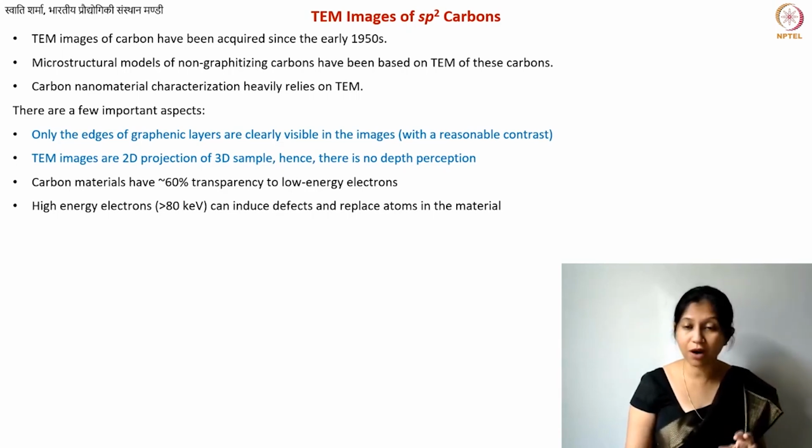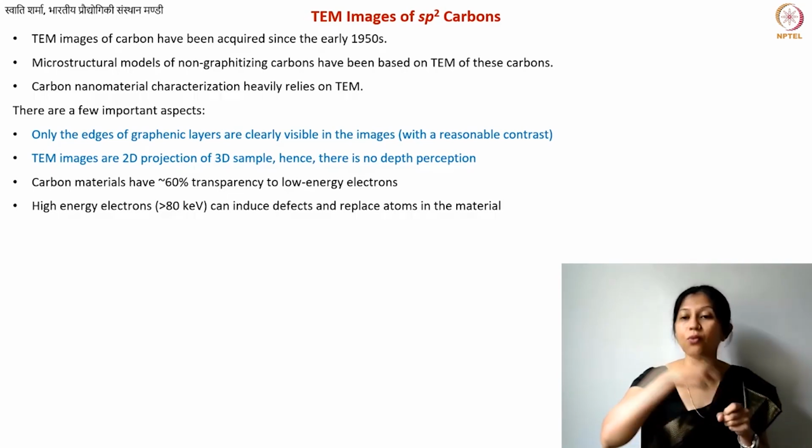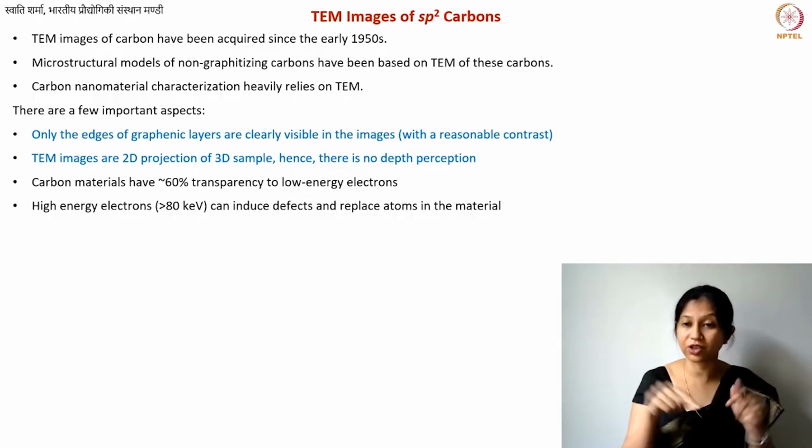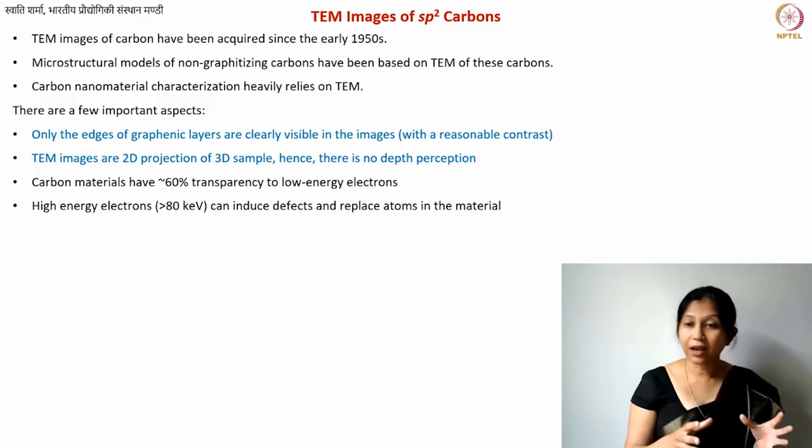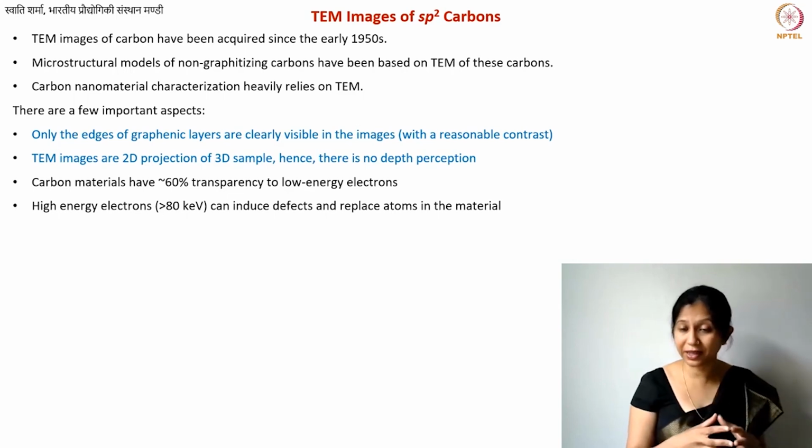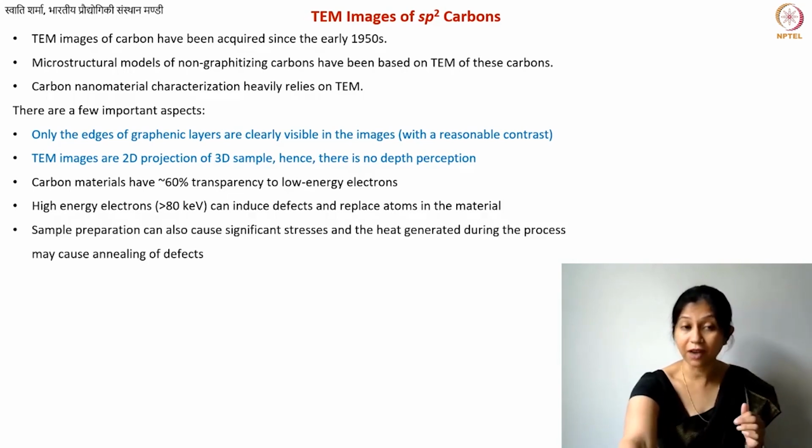So if you want to image carbon samples, in principle, you should image them only below 80, because slightly above 80 kilo electron volts is the energy required to remove one carbon atom from your 6-membered rings, which basically means that above 80 kilovolts you can potentially induce defects while imaging. So this is another aspect that we need to be careful about.